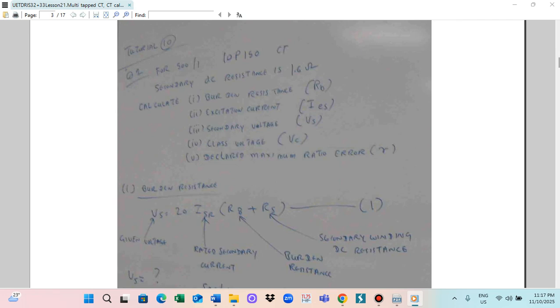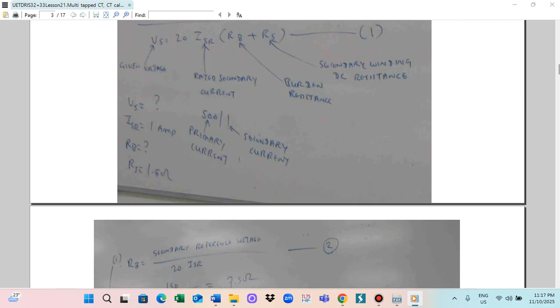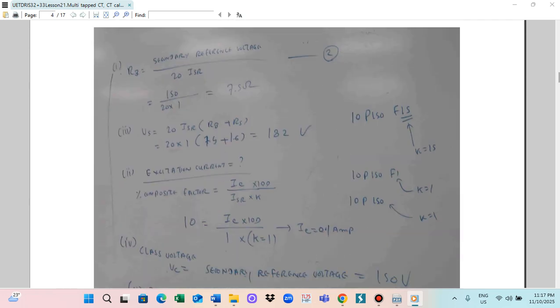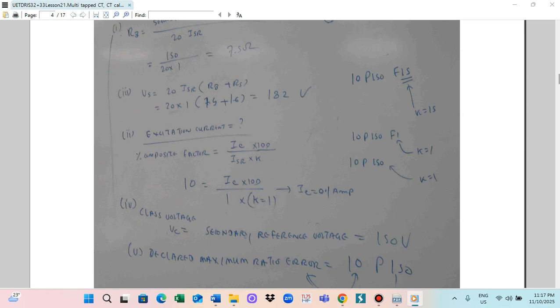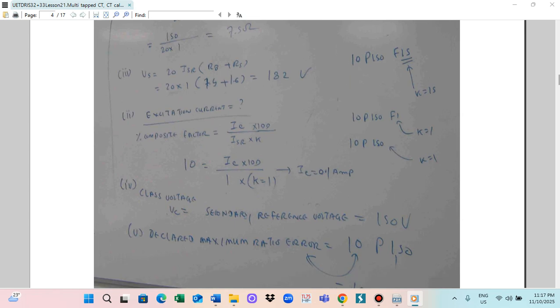Okay, another one is we can find the class voltage. Class voltage means the CT has its class voltage. Class voltage can be different from the test voltage. Test voltage is the accurate voltage you utilize for the CT. Class voltage is from the practical room. They already test and they provide the specification. So this is the equation used to calculate.